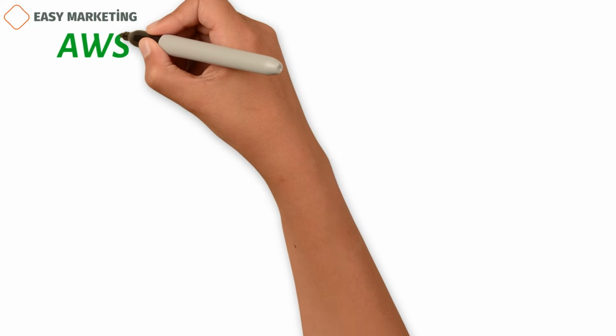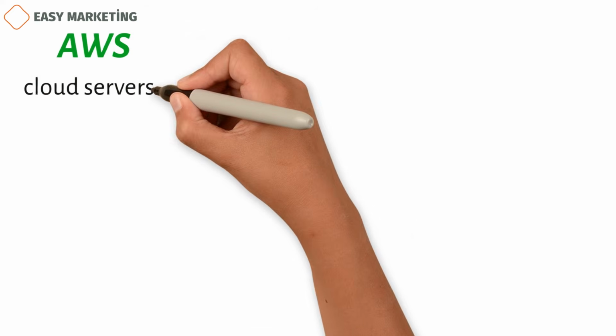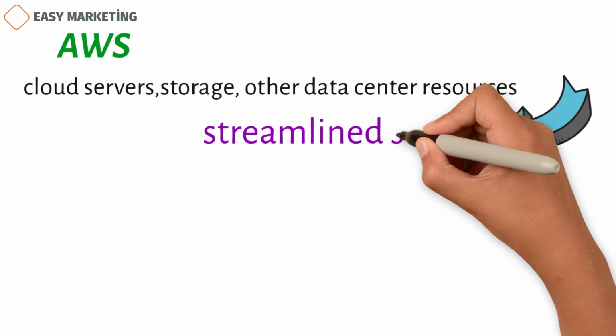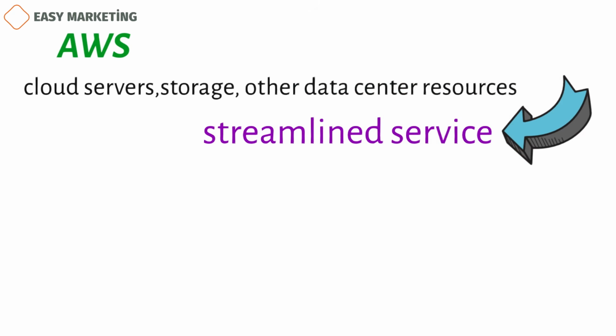AWS is another business unit of Amazon. It turns inputs into outputs by making and maintaining cloud servers, storage, and other data center resources into a streamlined service that client organizations can use to host applications and other data.